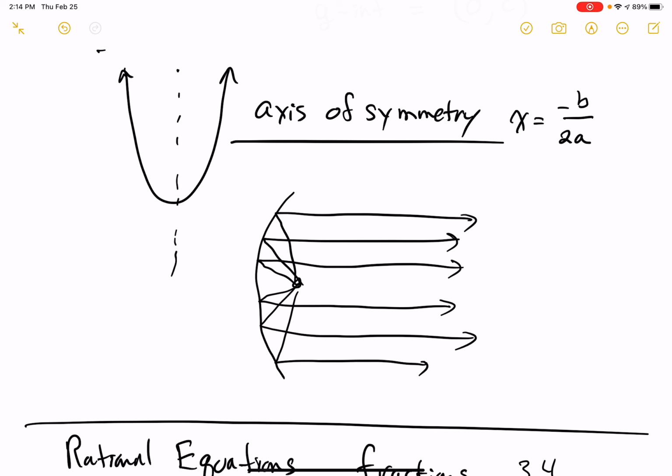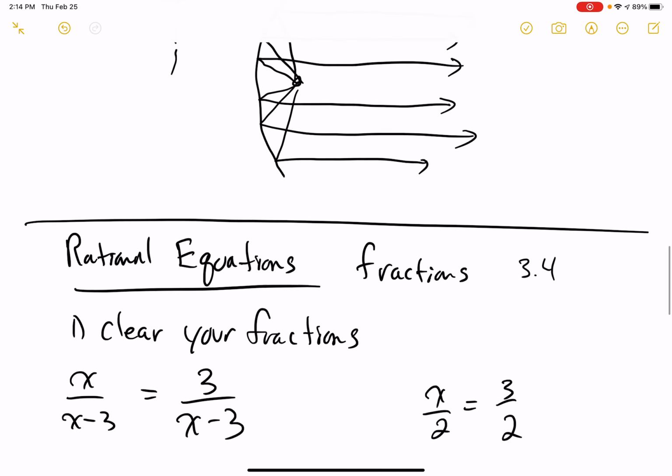Magnifying glasses are basically two parabolas on that piece of glass together. And that's what allows you to magnify. Okay?